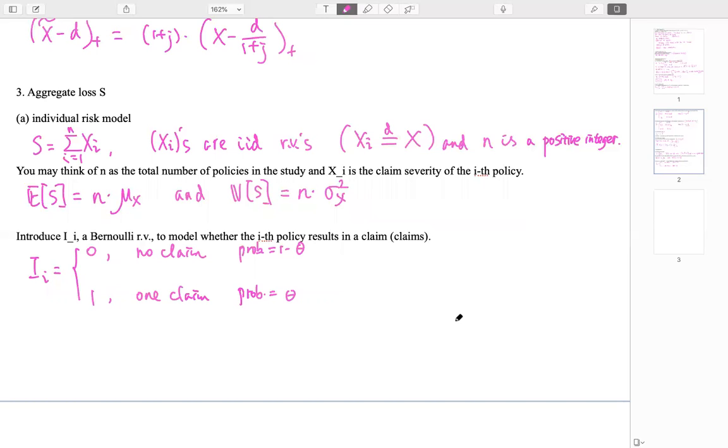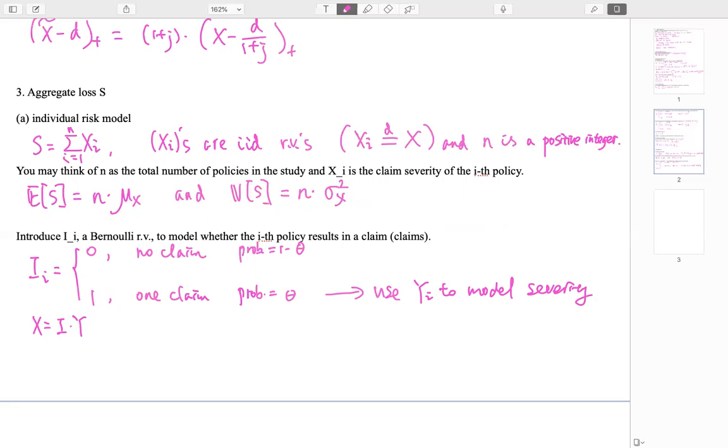And of course, we also use Y to denote, if there's a claim, so we use Y to model severity. Well, you can use Yi if you want, okay? But we know because they are all IID, it's the same thing. So this is an important result, right?